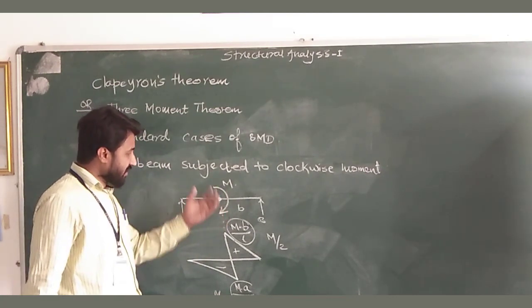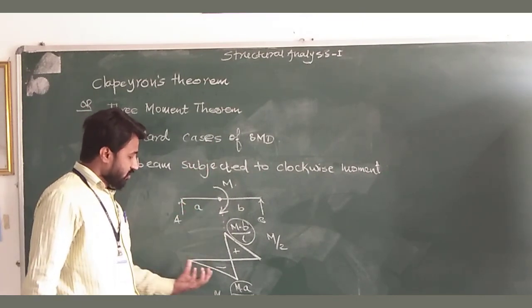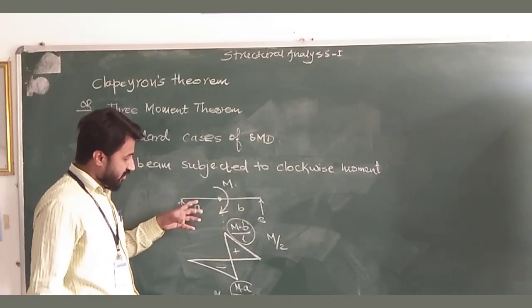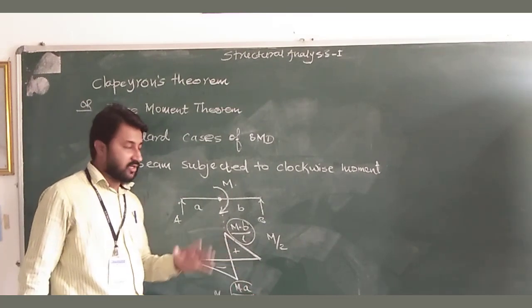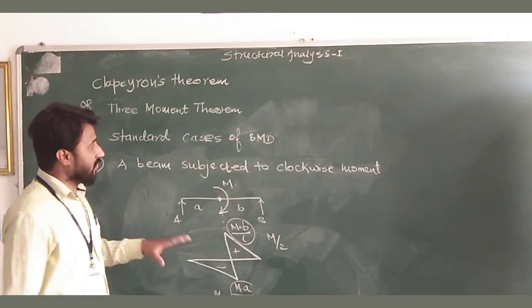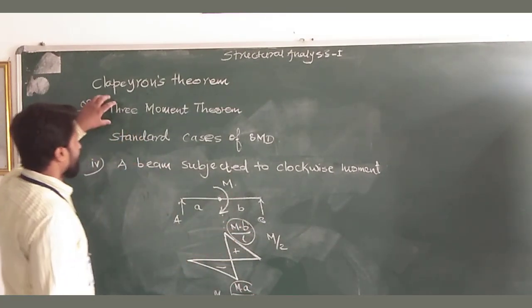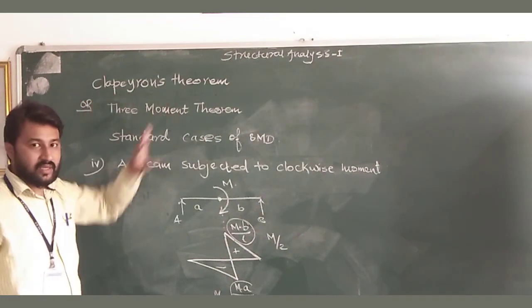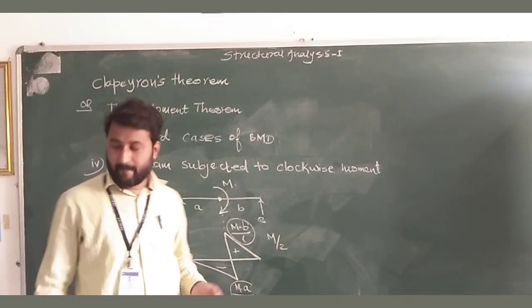And if this moment is acting in the anti-clockwise direction, the A side will be the positive one and the B side will be the negative one. So these are the things which we have to remember while doing the calculation under this method, the three moment theorem. Now we will go for the numerical.